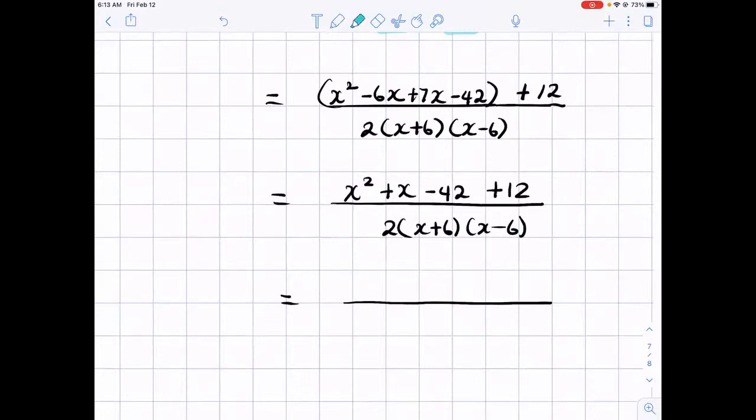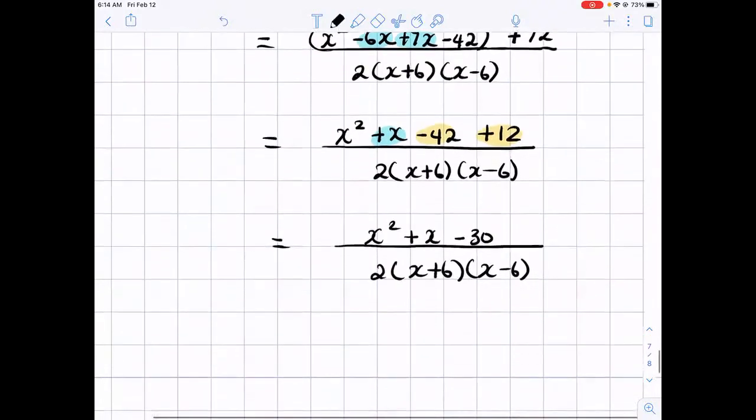So notice that I combine the like terms over here to get this, okay? But I also have like terms here. So if I combine those, we have x squared plus x. And if you combine the minus 42 and the plus 12, we have minus 30 over 2 parentheses x plus 6 times x minus 6. Now at this point, you have to check, simplify.